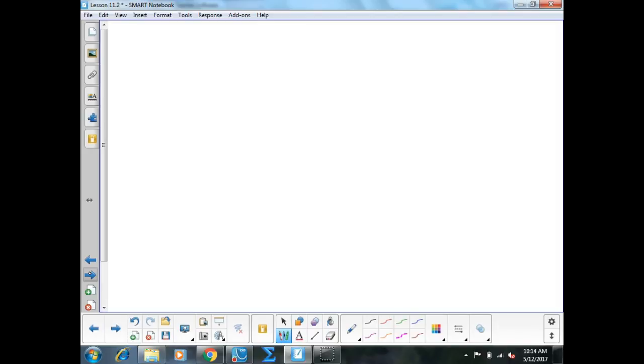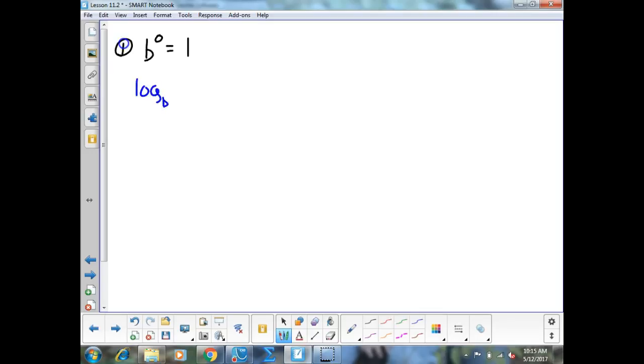So we started with b to the 0 power equals 1. Anything to the 0 power equals 1. And in logarithmic form, we said that that was log base b of 1 equals 0. That's the first one that you got to know. We call that one the 0 power logarithmic property.